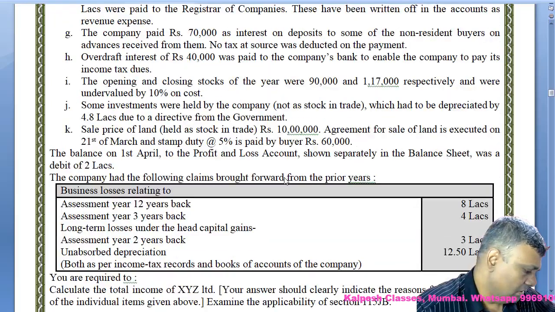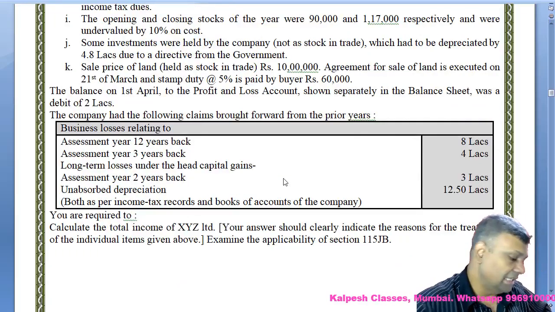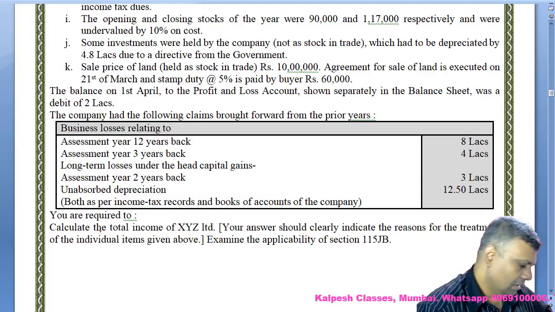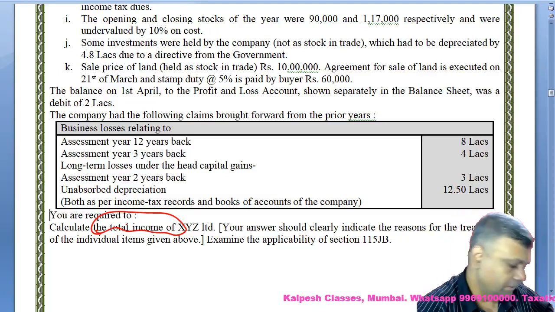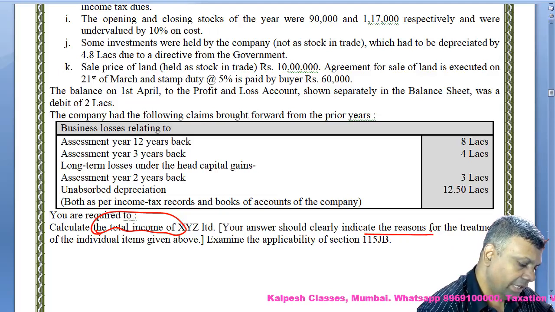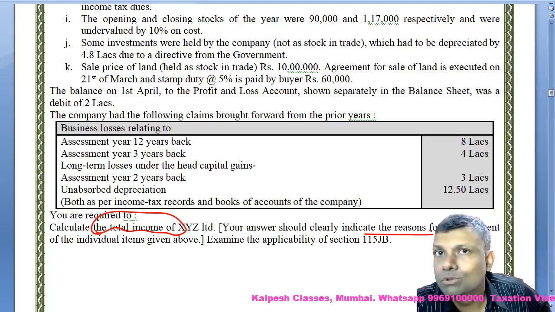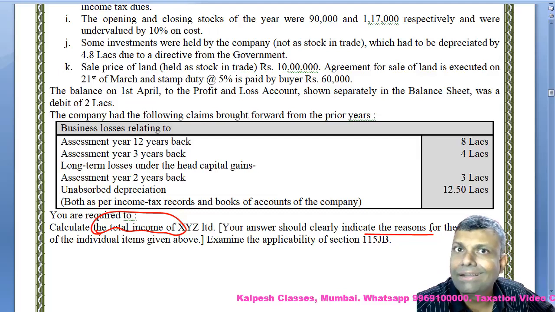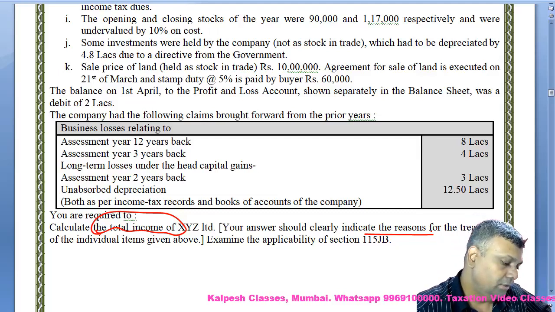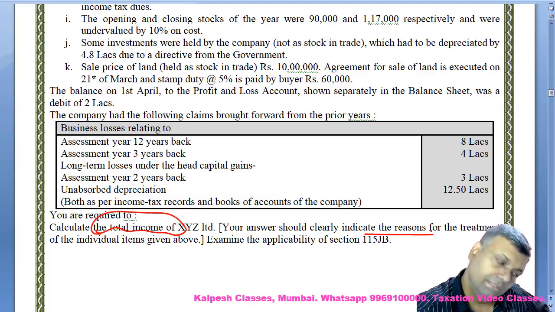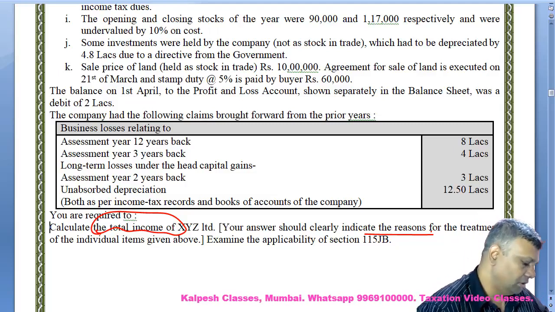First thing is, let me read what the question is asking you. Come on, quickly. Calculate the total income. So I'll have to do that total income calculation. Your answer should clearly indicate the reasons. That means there are so many items and most of these items are backed by the case laws and the concepts and the courtroom discussions. That's the reason the question is saying that it should clearly indicate the reasons. Correct. That is very much correct.